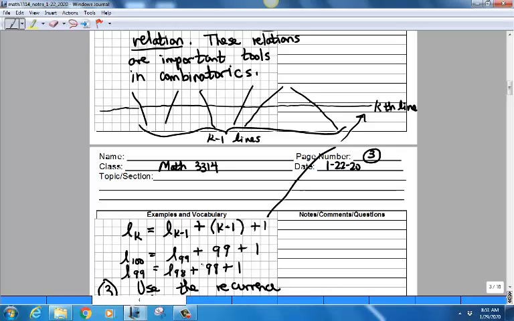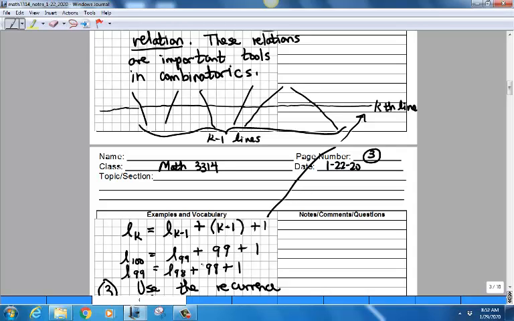Yeah, you'll end up with L of 0, right? But you know what L of 0 is? That's 1, right? So you know L of 0 is 1. And then what can you start doing? Start filling in the values backwards until you get back up to L100.